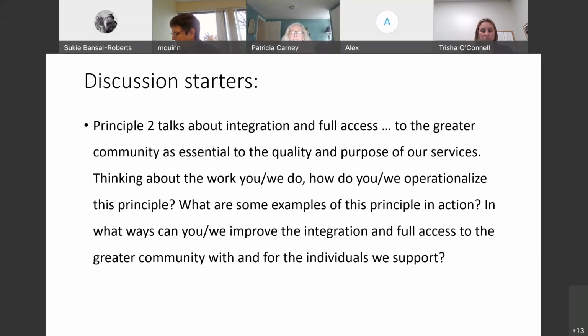Principle 2 talks about integration and full access to the greater community as essential to the quality and purpose of our services. Thinking about the work you or we do, how do we all operationalize this principle? And what are some examples of this principle in action? In what ways can we improve the integration and full access of the person to the greater community with and for the individuals that we serve?